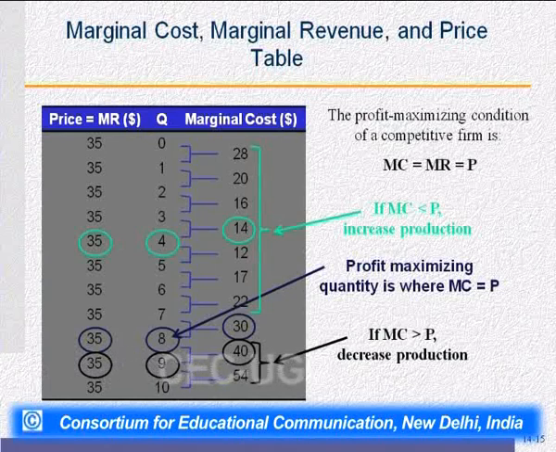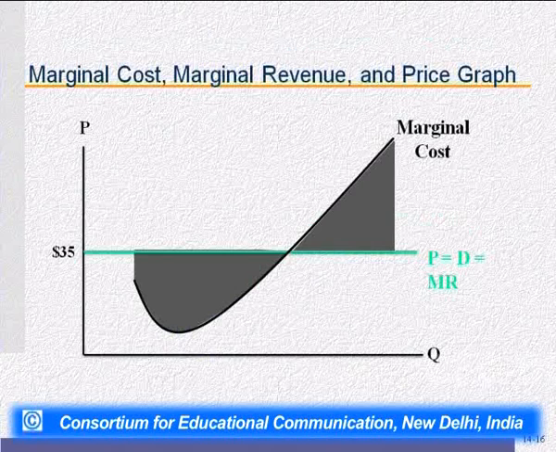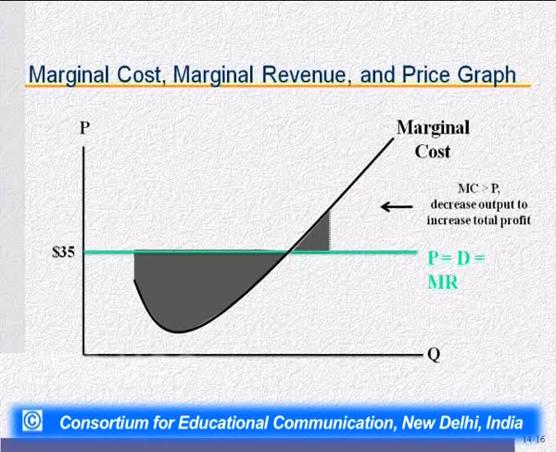Now, we can show the same in a figure, which reveals the marginal cost, marginal revenue and price graph. When MC is greater than P, decrease output to increase total profit. Simply put, if marginal cost is higher than price, you definitely have to reduce your production. If you want to increase profit, because that means you have exceeded your supply in comparison to demand or the price level. So if marginal cost is greater than price, the firm must decrease output to increase total profit.